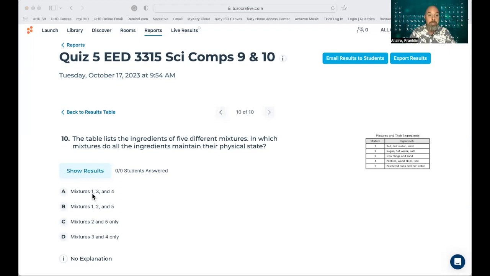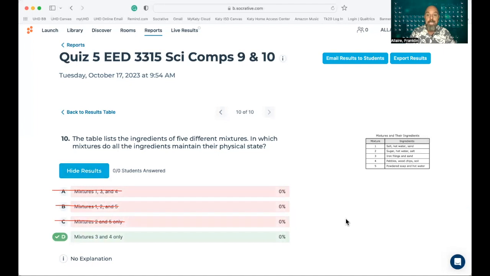So A says mixtures 1, 3, and 4, so we can eliminate that. B says mixtures 1, 2, and 5, the ones that we just got done talking about, so that can be eliminated. Letter C says mixtures 2 and 5. Both of those are ones that we just discussed and can be eliminated. And so therefore, the only correct answer in number 10 is going to be D, mixtures 3 and 4 only.